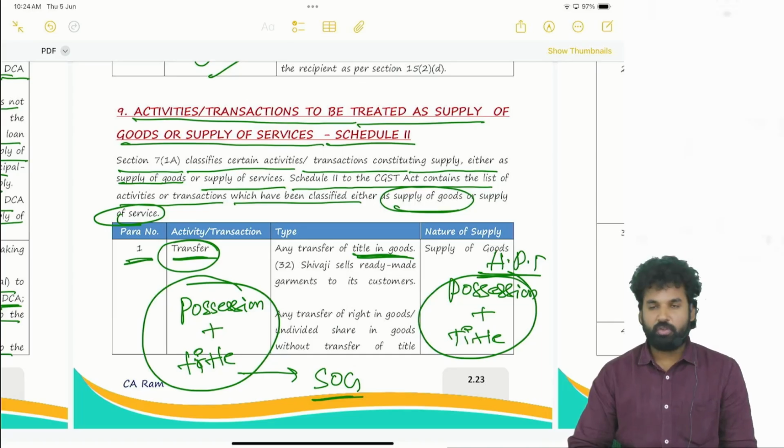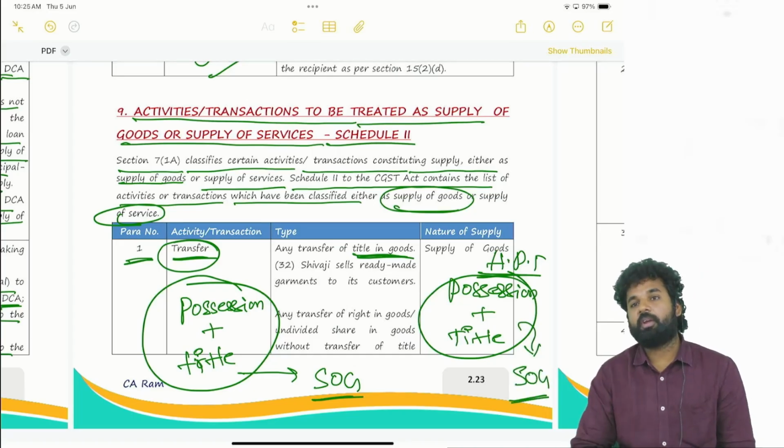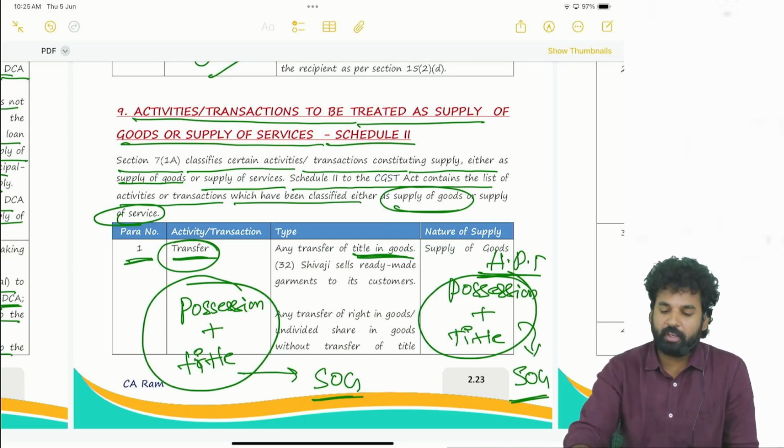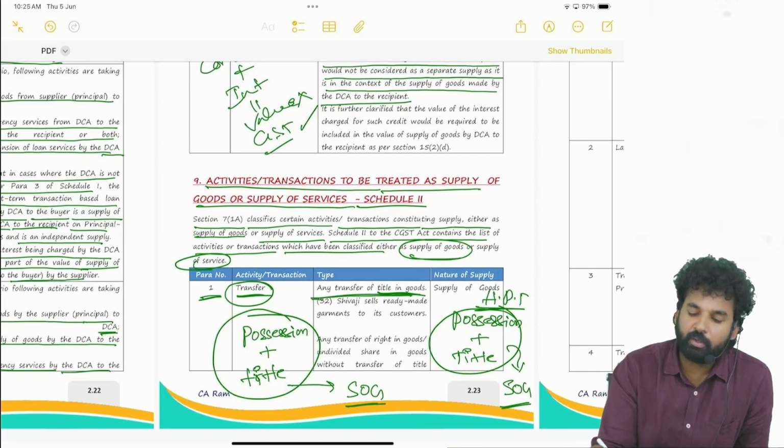Okay, in such cases, even though the title is not being transferred at the time of purchase, still it shall be treated as supply of goods. Okay, got clarity? Any transfer of title in goods shall be treated as supply of goods.